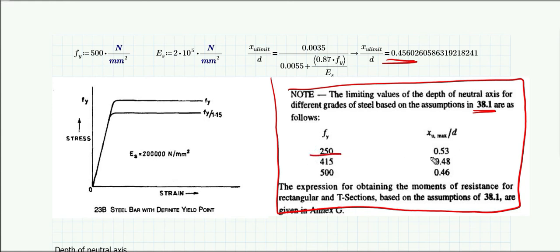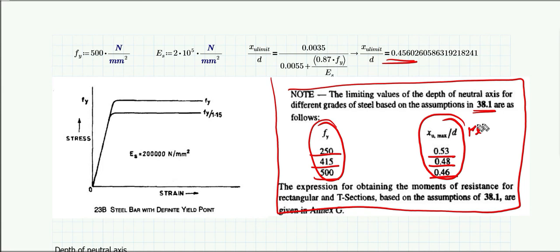For 250 it is 0.53, for 415 it is 0.48, and for 500 it is 0.46. This is important. For different grades of steel, what are the different values of XU by D? These values you should remember. Remember these values. For Fe250 it is 0.53, for 415 it is 0.48, for 500 it is 0.46.